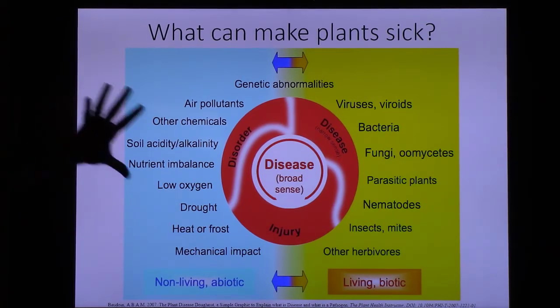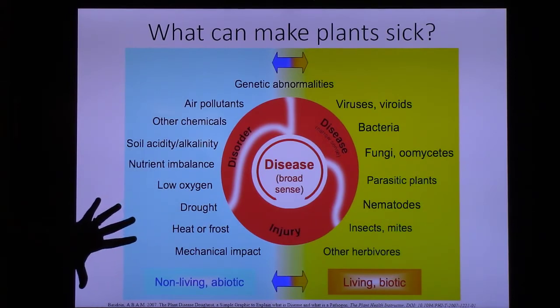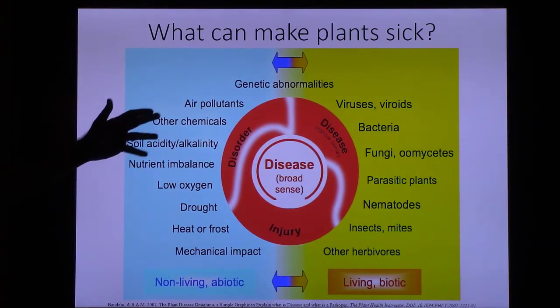So there's a lot of factors that can make plants sick. And I failed to mention genetic abnormalities. That's another avenue that plants can get sick. So it's not just fungi, bacteria, viruses, and nematodes that make plants sick. Sometimes just injuring the tree or having those environmental conditions weaken the tree or the plant makes it more susceptible to those plant diseases.